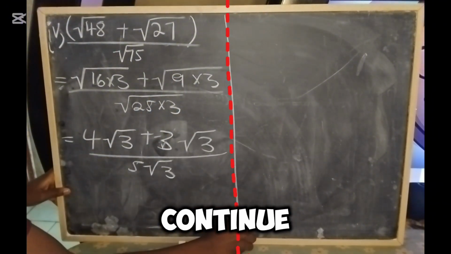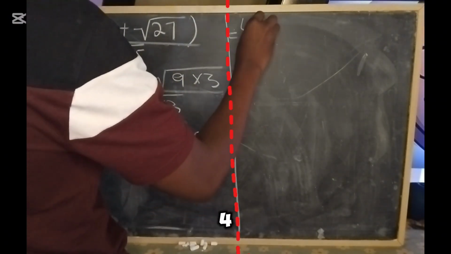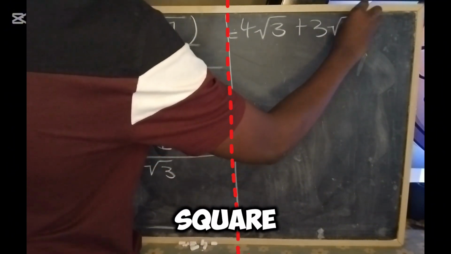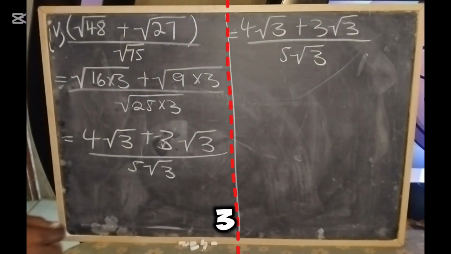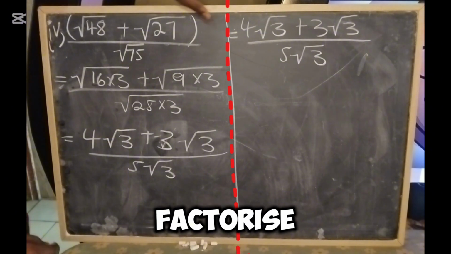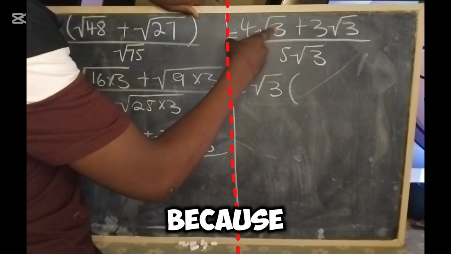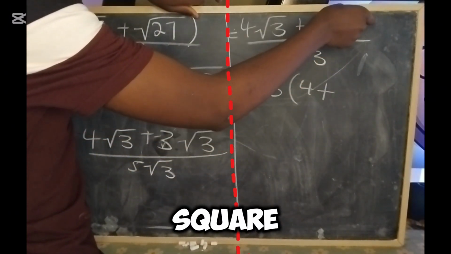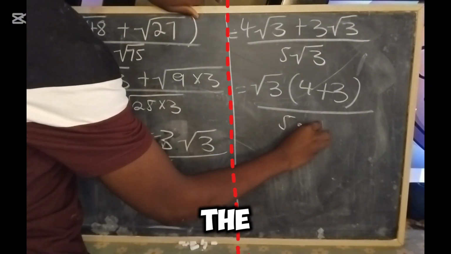So let's continue the question on the other side. I'll just write it right here. It's 4 the square root of 3 plus 3 the square root of 3, all divided by 5 the square root of 3. When you see here, the square root of 3 is present here, it's also present here. Now you factorize. You take the square root of 3 outside. Because you've removed the square root of 3, you're left with 4 plus, then here also remove the square root of 3, then you're left with 3. All divided by 5 times the square root of 3.